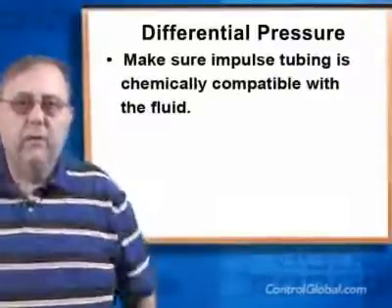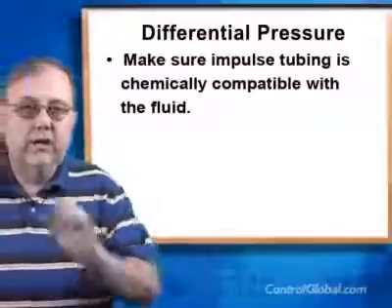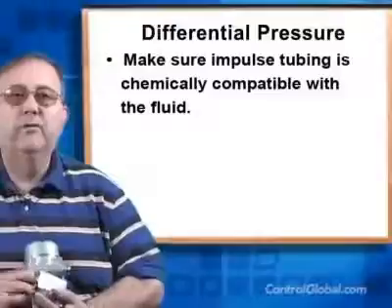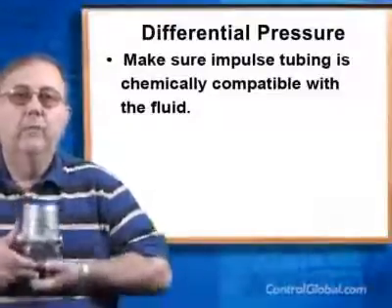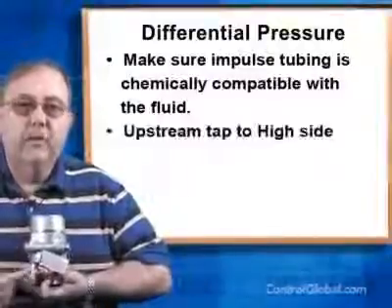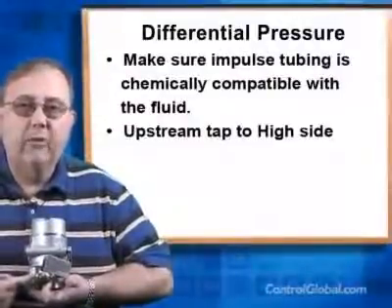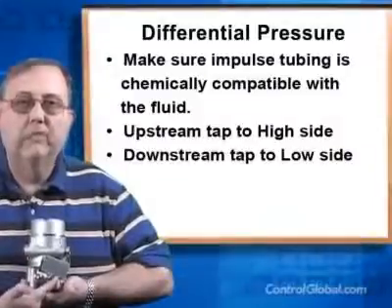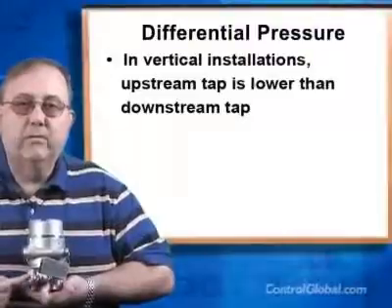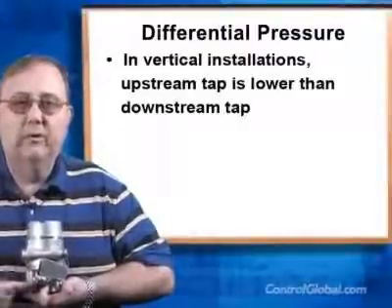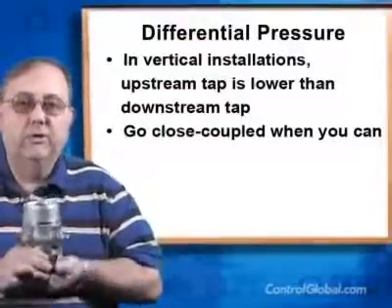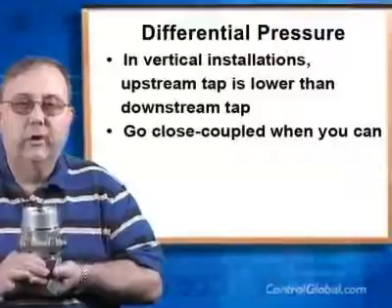The piping between the primary element and the transmitter is called impulse tubing. This is another source of potential problems and measurement error. Make sure the primary element taps are connected to the right ports on the transmitter. The upstream tap should be connected to the high pressure port and the downstream tap to the low pressure port. Remember that in a vertical installation, the upstream tap is below the downstream tap. And if possible, use close-coupled installations where the transmitter is close to or connected directly to the primary element.